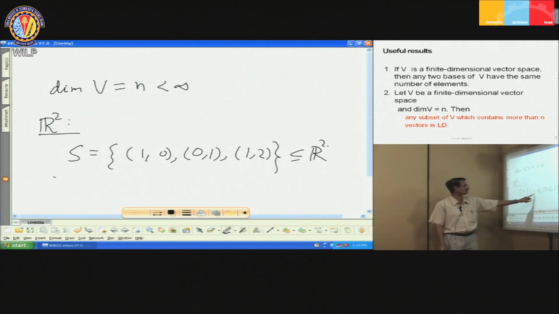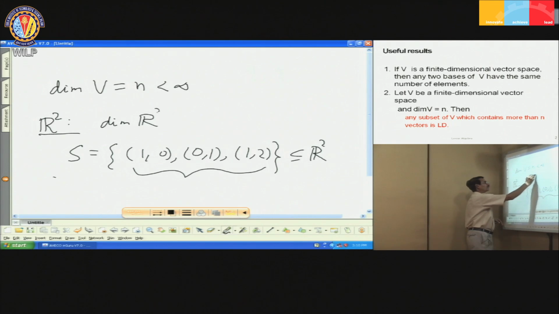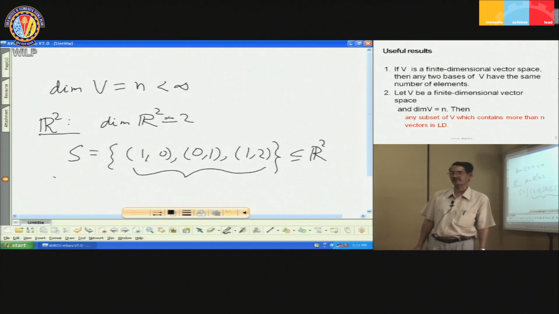So here the set S consists of 3 elements, and the dimension of R2 is 2, and S contains 3 elements, therefore S is linearly dependent. Okay. So this result is also equally important. If the dimension of a vector space is finite and known, and you want to check whether a given set is linearly dependent or not, if the number of elements exceeds the dimension of the vector space, it implies that the given set is linearly dependent.